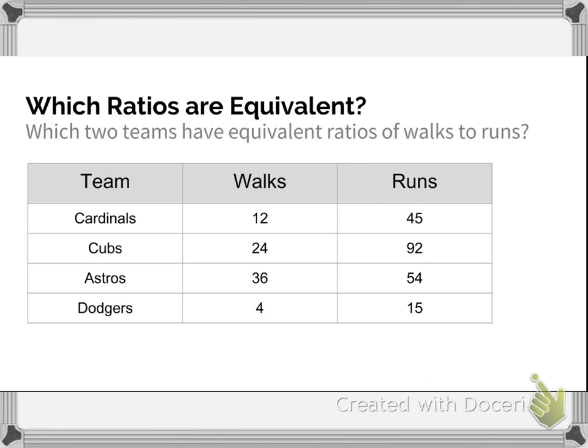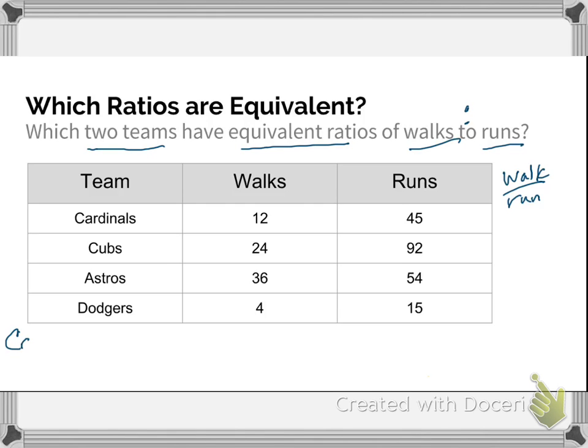At times you are going to have tables such as this, and you have to figure out where the equivalencies are, where those equivalent ratios are. So here I have 4 sports teams, 4 baseball teams, and I have to find which 2 teams have equivalent ratios of walks to runs. So I am looking for a walk to run relationship, a ratio that has the same value. So what I'm going to do is first look and see where I can simplify walks to runs.